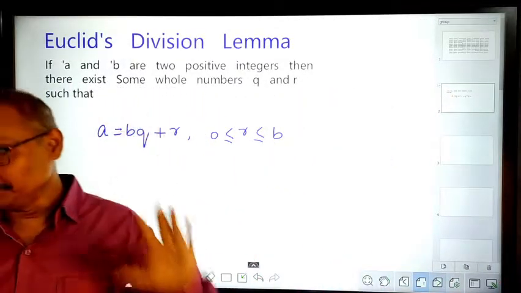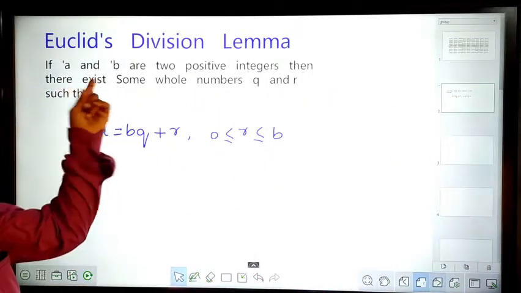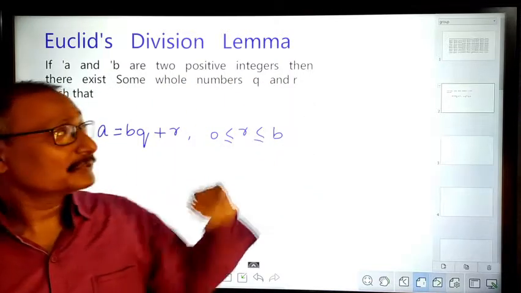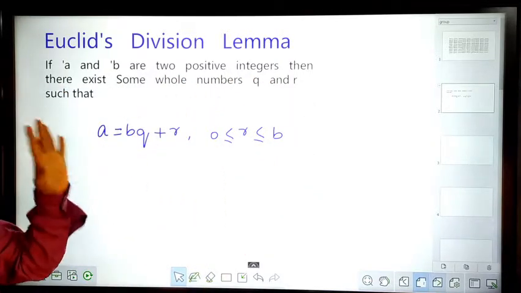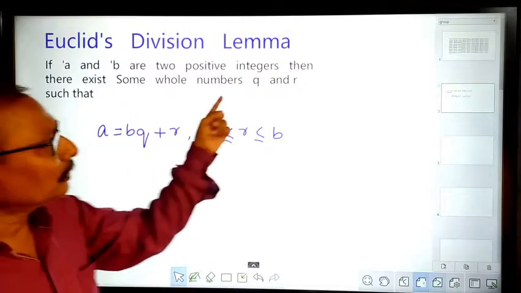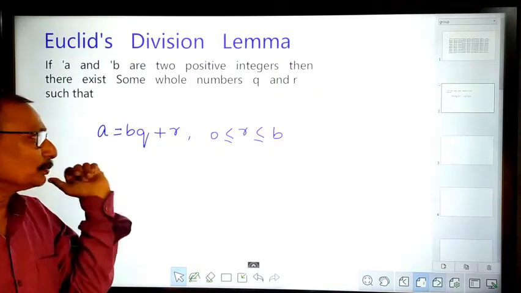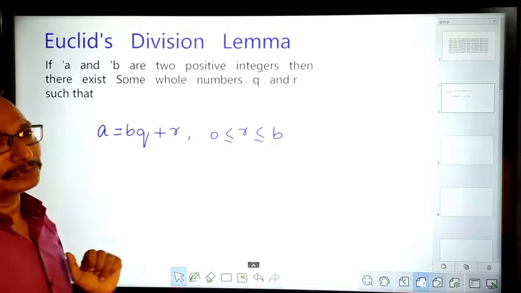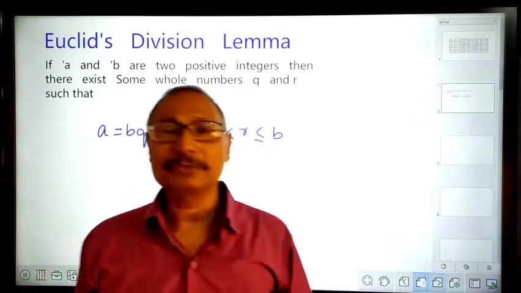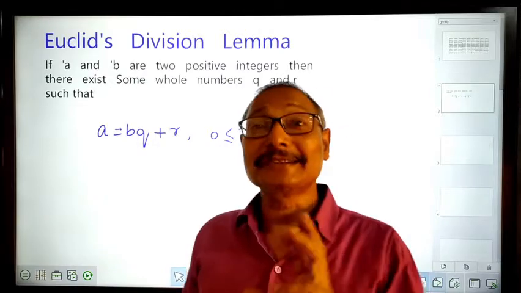According to Euclid's division lemma, if a and b are two positive integers, then there must exist some whole numbers q and r such that a is equal to bq plus r, where r is greater than or equal to 0 and less than b. First of all, we should understand the statement.